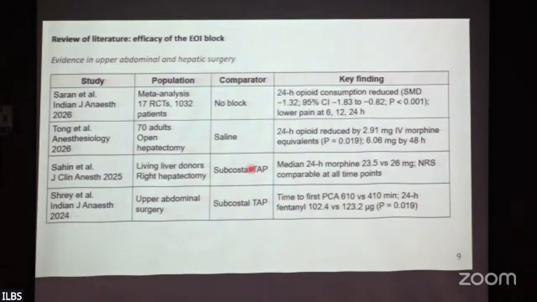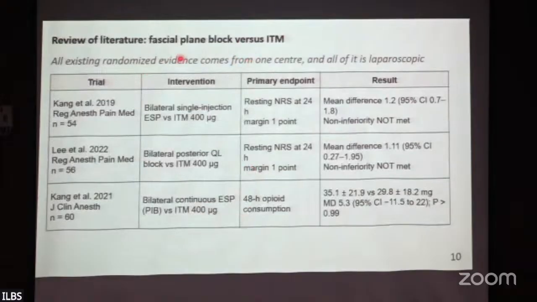Coming to review of literature about a fascial plane block versus intrathecal morphine, some studies have been done in donor population in a single center from South Korea. Initially they compared a bilateral single injection of erector spinae plane block with intrathecal morphine. Then they adapted and found that it was not giving significant results, and they modified the technique by giving a bilateral continuous erector spinae plane block and comparing it with intrathecal morphine of 400 micrograms. They found no statistically significant difference in analgesia between both the techniques.